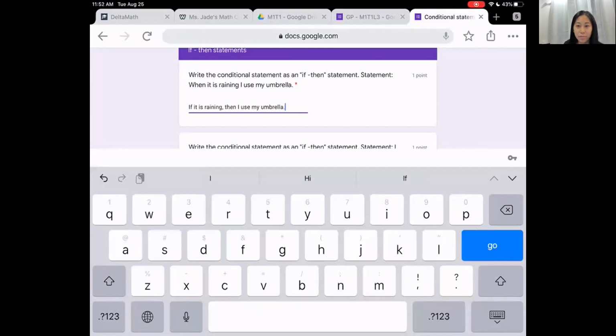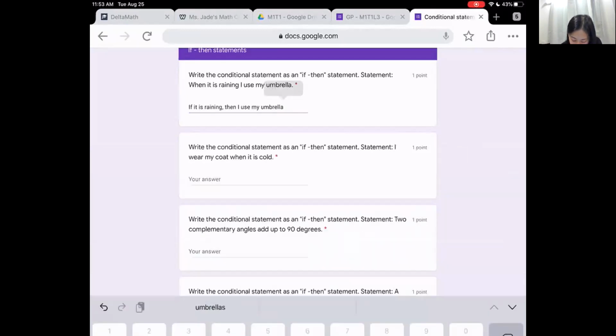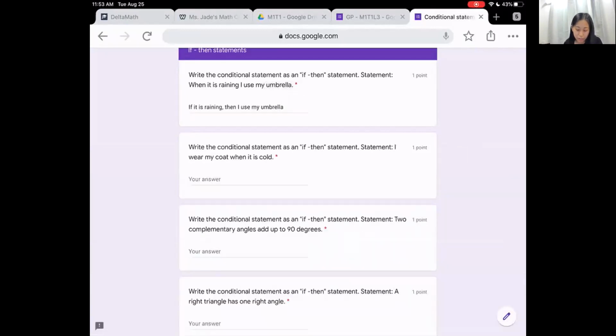Do we have to put a period? Good question. So I'm looking at the answer key so I don't type it wrong. It looks like there's no period on the answer key, so delete my period. Okay, good question. We're just wanting to make sure that, because you know how Google Forms won't let you submit it if you don't get the right one. Even if you were writing it out and you put a period or you don't put a period, I don't care. Google Forms is very specific. All right. So if it is raining, comma, then I use my umbrella, no period.